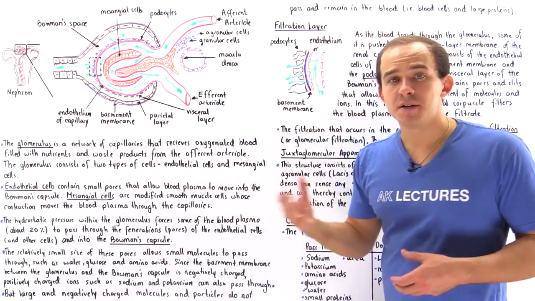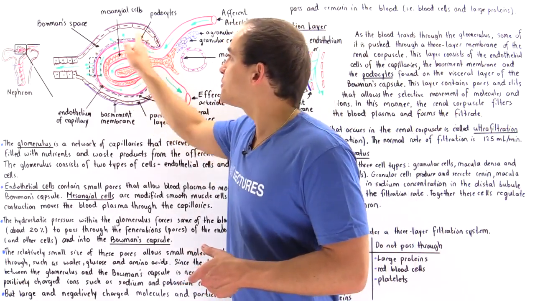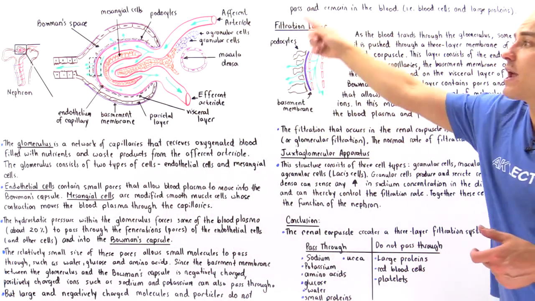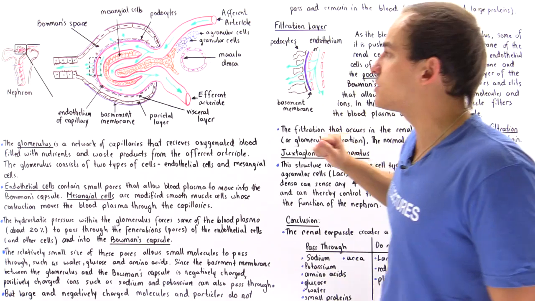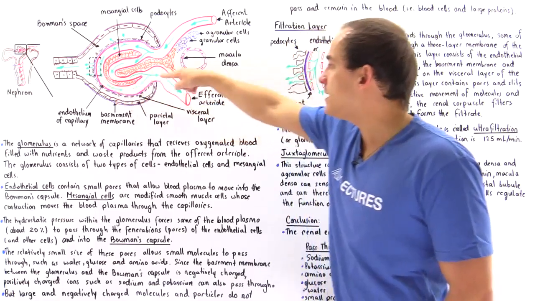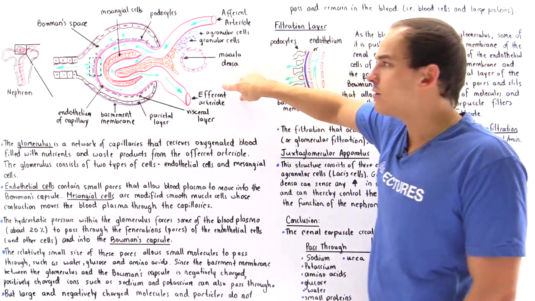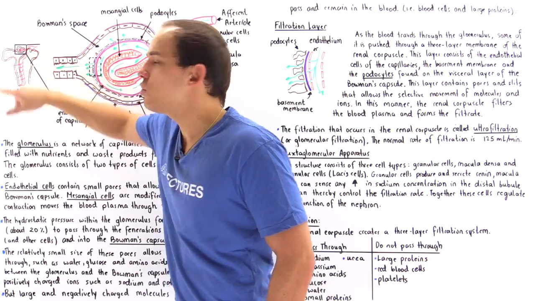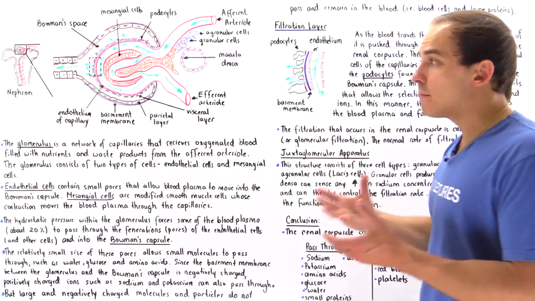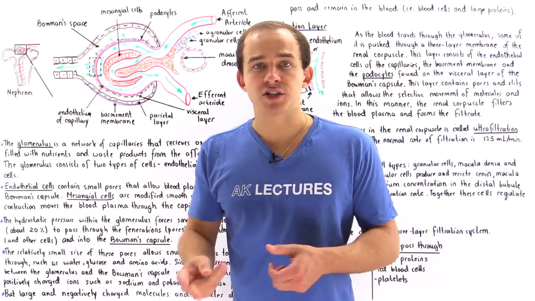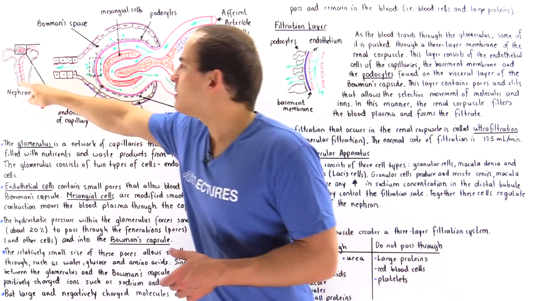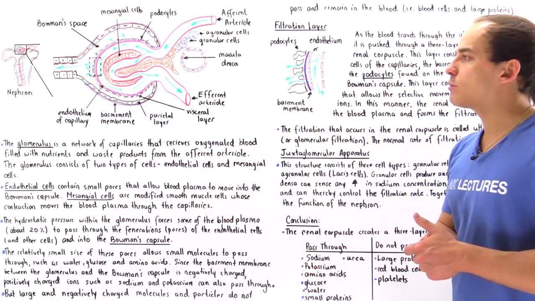So about 20% of that blood enters the space of the Bowman's capsule through a region known as our filtration layer that we're going to discuss in just a moment. And the rest of that blood, about 80% of it, is carried into the efferent arteriole that carries the rest of that blood to the vasa recta, the second capillary system of our nephron. Remember, the nephron contains a portal system, two capillary networks. The glomerulus is the first capillary network, and the vasa recta is the second capillary network.